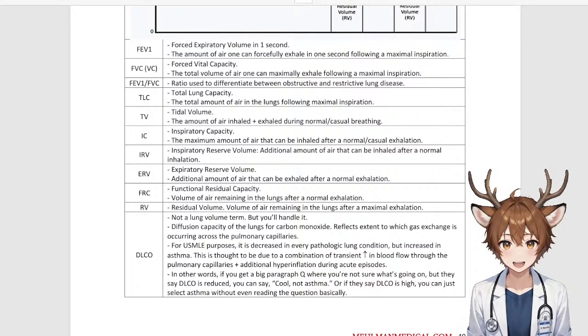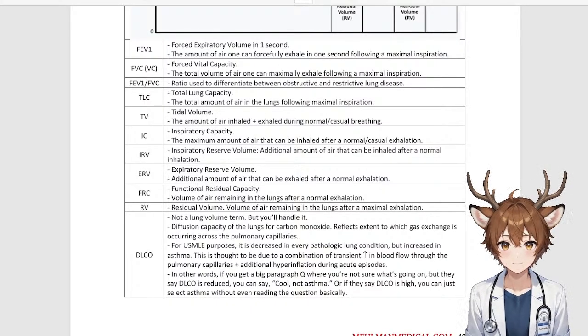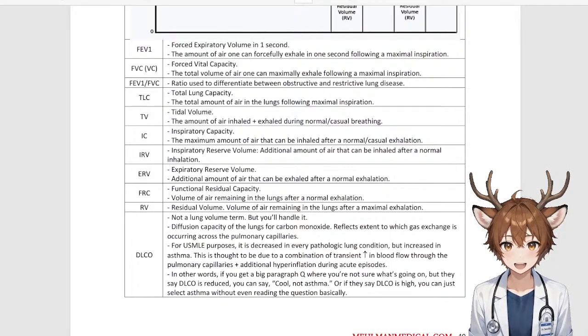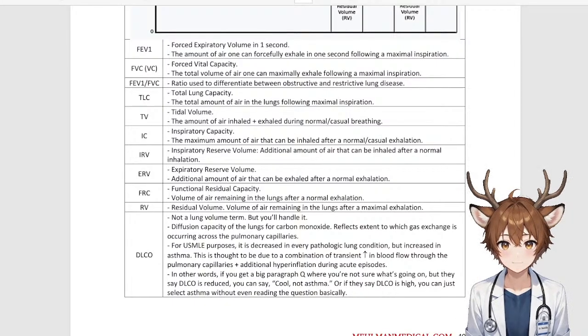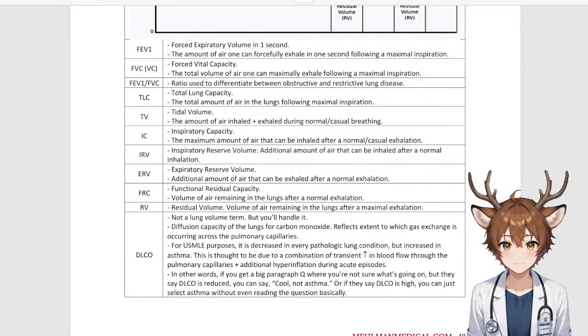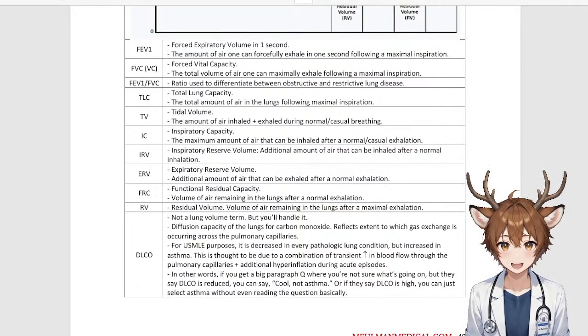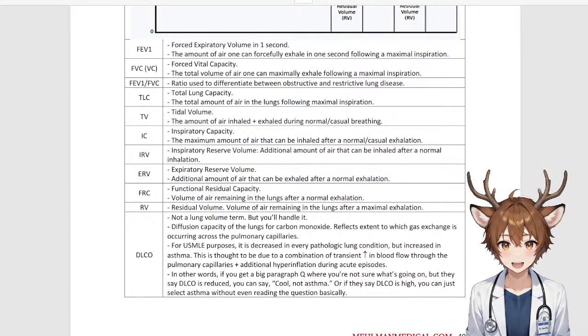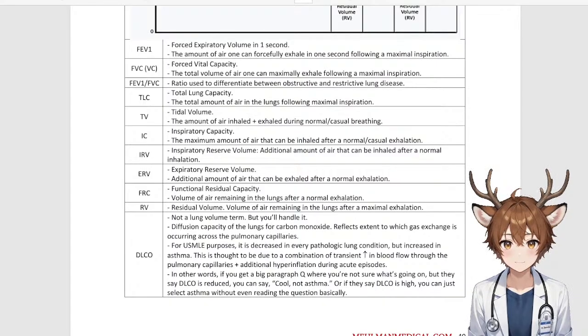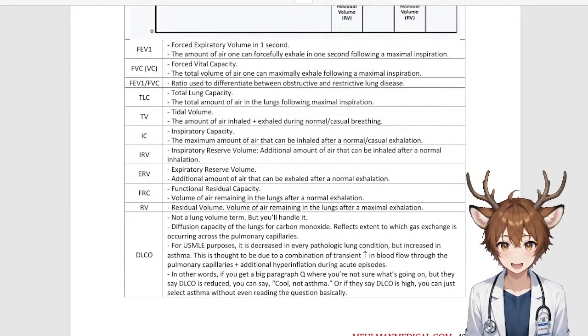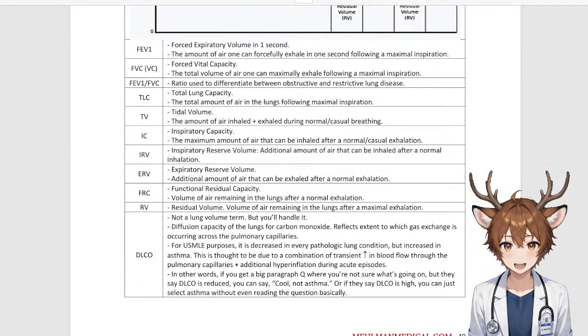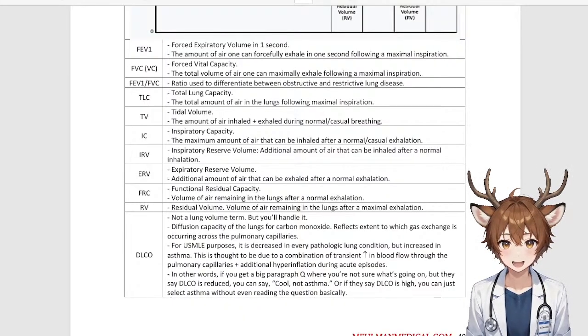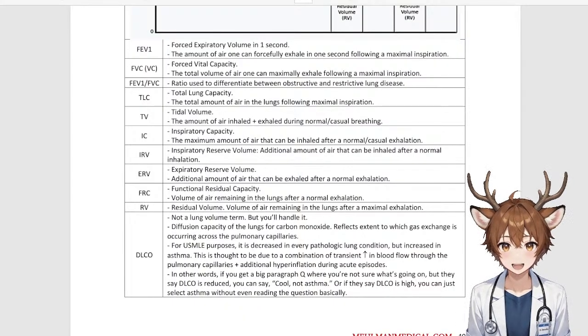DLCO, not a lung volume term, but you'll handle it. Diffusion capacity of the lungs for carbon monoxide reflects the extent to which gas exchange is occurring across the pulmonary capillaries. For USMLE purposes, it is decreased in every pathologic lung condition, but increased in asthma. This is thought to be due to the combination of a transient increase in blood flow through the pulmonary capillaries plus the additional hyperinflation during the acute episodes.